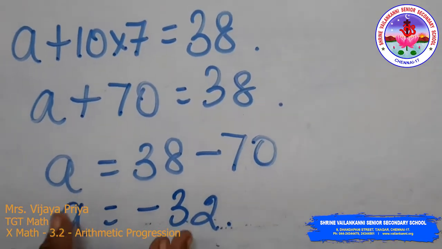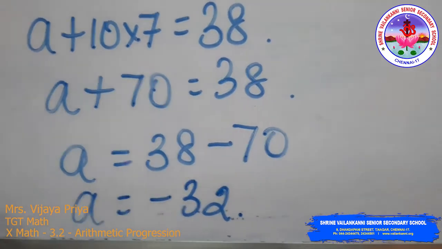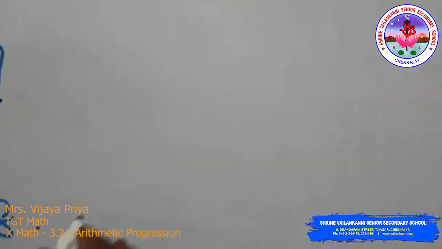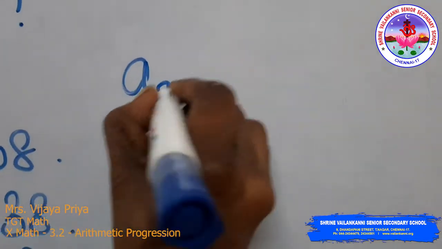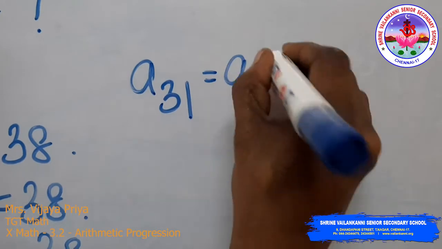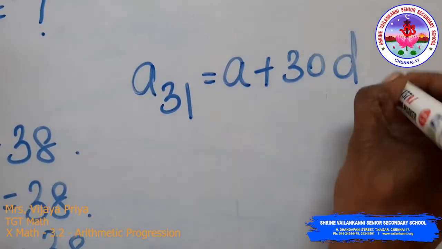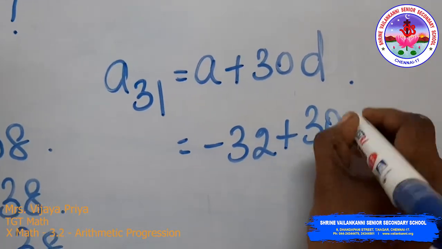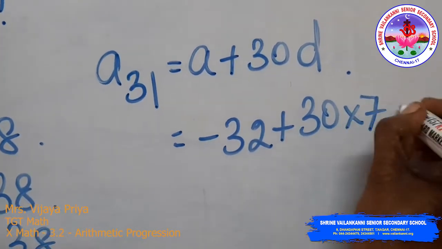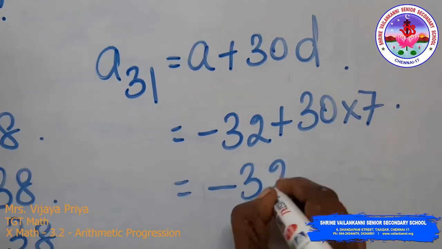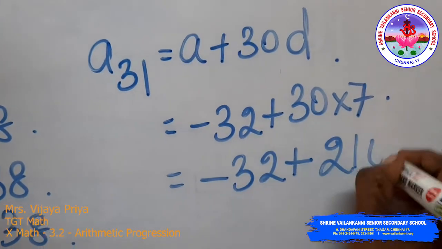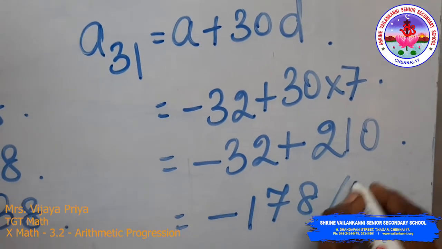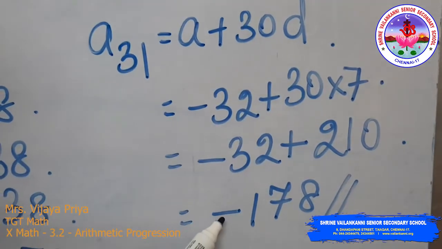Now I am going to substitute here a is equal to minus 32 and d is equal to 7 in my A31, where I am expanding A31 as a plus 30d, where my a is minus 32 plus 30 into the d value 7, which is equal to minus 32 plus 210, which is equal to 178, where your 31st term number will be 178.